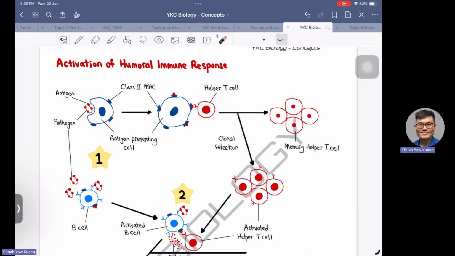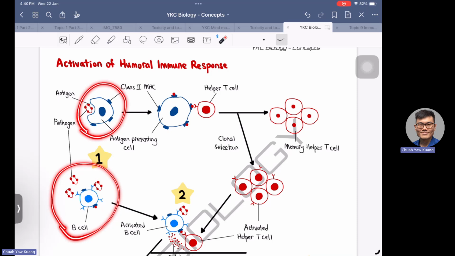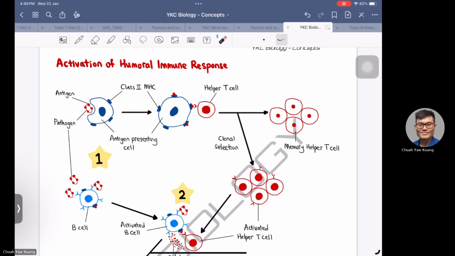Step number one consists of two parts. The first part involves the phagocytosis of the pathogen, and the second part involves the activation of the B cell. Both of these parts will occur at the same time. So we will look at the first part.